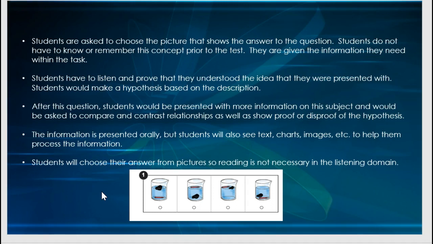Students do have to listen and prove that they understand the idea that they have been presented with, and they would have to make a hypothesis based on the description. After this question, students would be presented with more information on this subject, and they'd then be asked to compare and contrast relationships as well as show proof or disproof of the hypothesis. The information is presented orally, but students will also see text and charts and images which will help them to process the information. Students will choose their answer from pictures, so reading is not necessary as part of the listening domain.